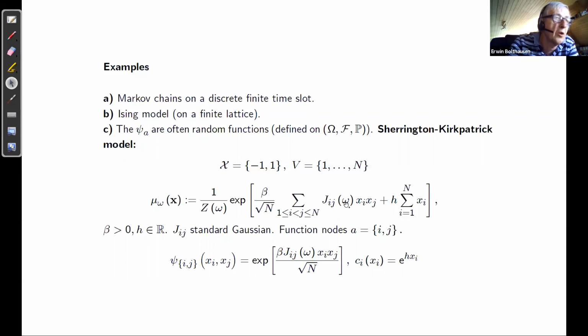You can think I'm fixing the omega, and then there are fixed numbers here. I'm also allowing that every single xi can get a tilt by a parameter h. It's actually important for us because otherwise there is some symmetry which I don't like to have here. Then I normalize it and get a probability distribution, which depends on this small omega, so of course it's a random probability distribution. The Jij are assumed to be standard Gaussian. The function nodes are the pairs i and j, so the boundary of A is just A, and the psi is given by that, and the functions acting on one variable are given by e to the power h xi. Is that clear? Any questions?